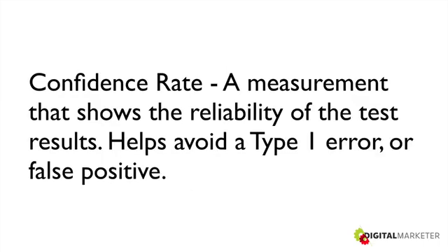So your confidence rate, and you'll hear me talk about this a lot because this is what's really going to dictate whether something's conclusive or not. Confidence rate is a measurement that shows the reliability of the test results. This helps avoid a type 1 error, or something called a false positive. A false positive is when you see a change, or a lift, and it's actually not due to the changes you made on the page itself, but due to randomness or some other outside factor. So the confidence rate will help you identify that yes, there is a change, and that this change is not due to randomness.